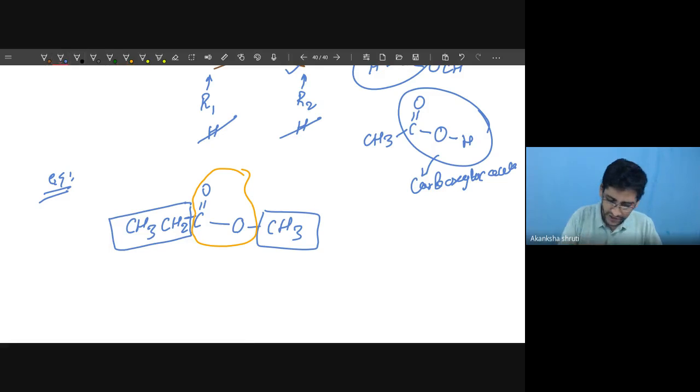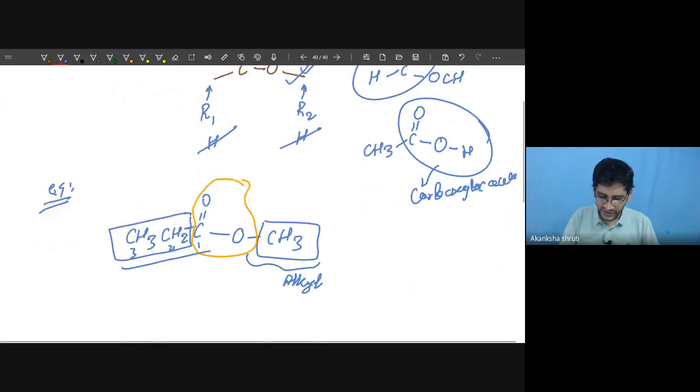How to name it? Nomenclature is also not required for you, but you have to keep in mind whatever is attached after this oxygen is taken as the alkyl group, and numbering always starts from this carbon, 1, 2, 3. So this you have to write as the ester. So it is called methyl propyl ester. No need to write or mug up. Okay, I am also not writing.